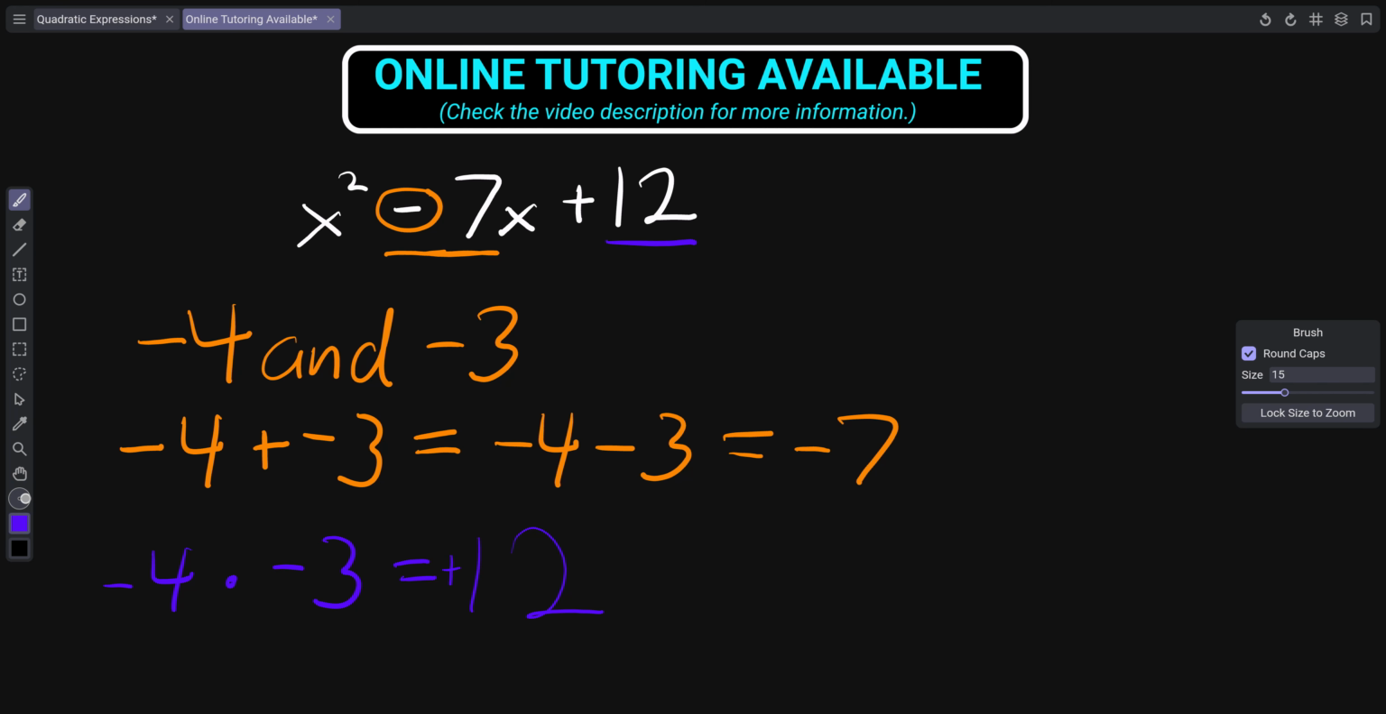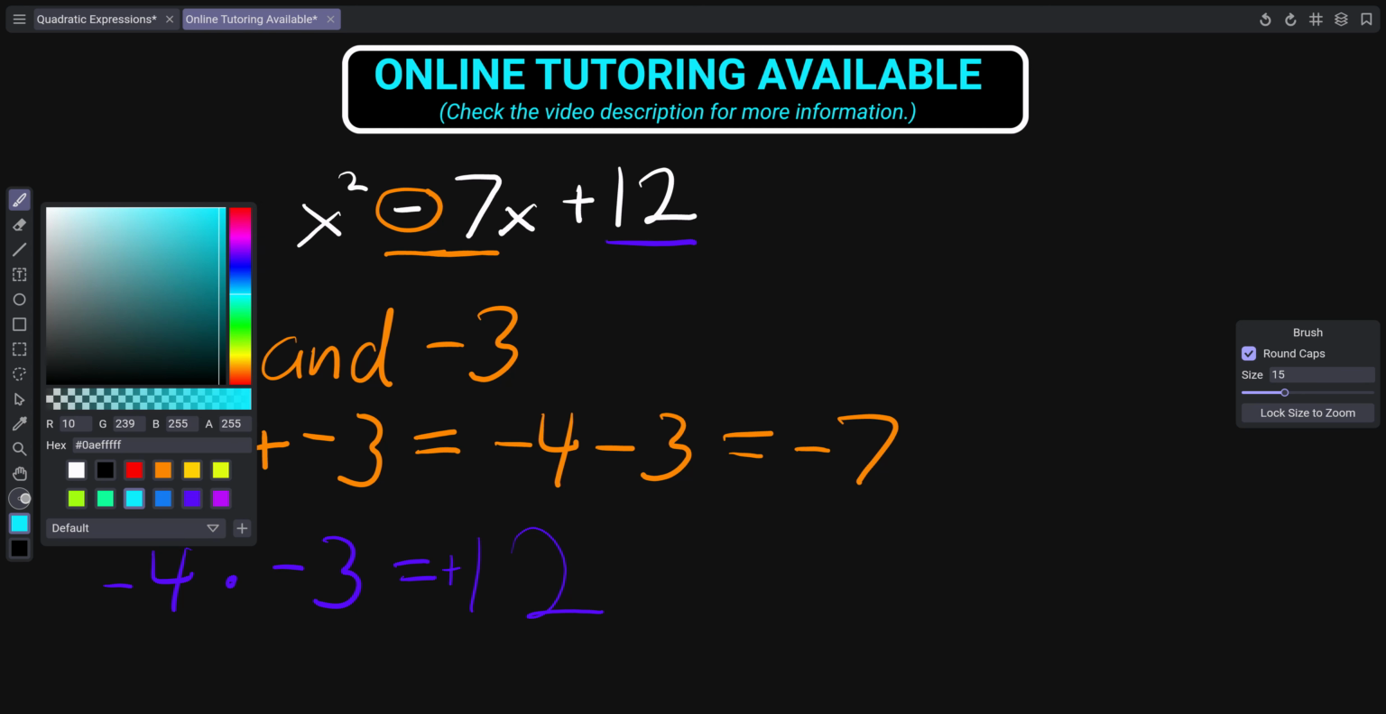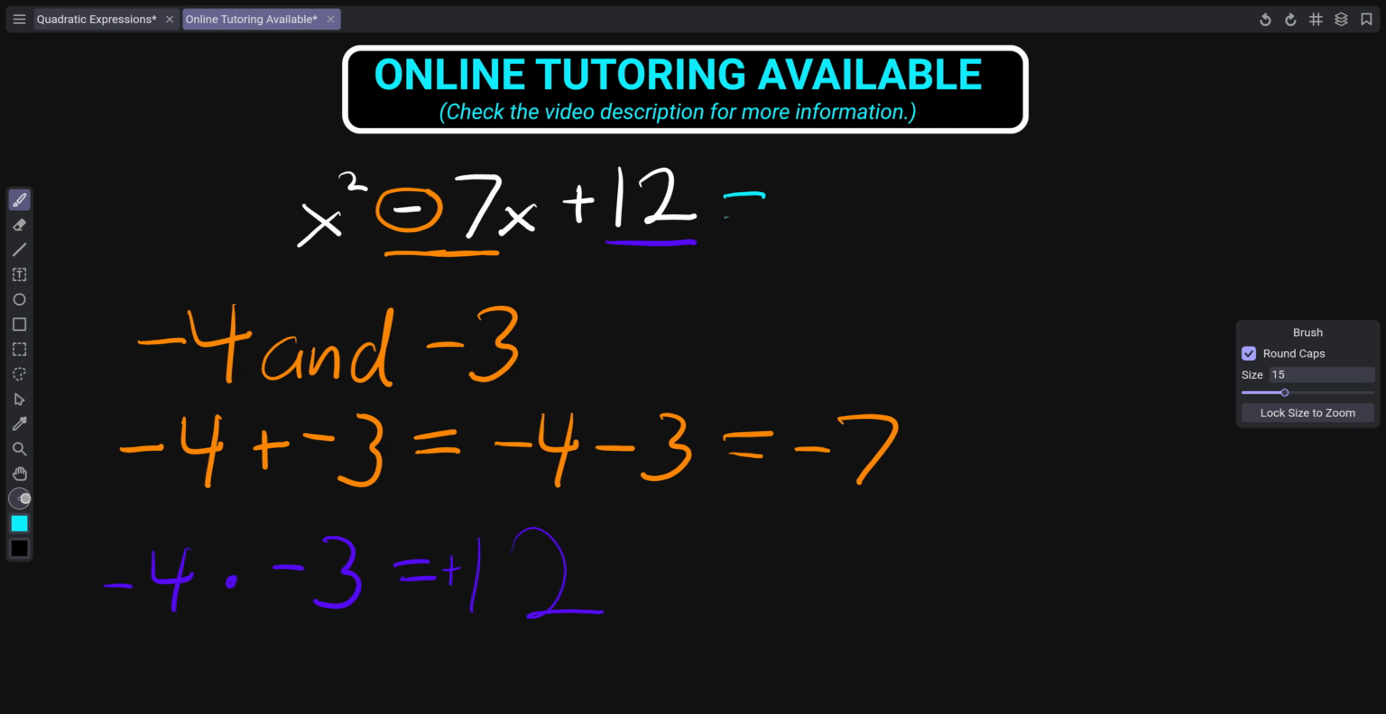So to finish factoring this, we would draw something similar to what we had before. We put in two sets of parentheses. We leave the x's here, and we use two subtraction signs, and we drop in 4 and 3.